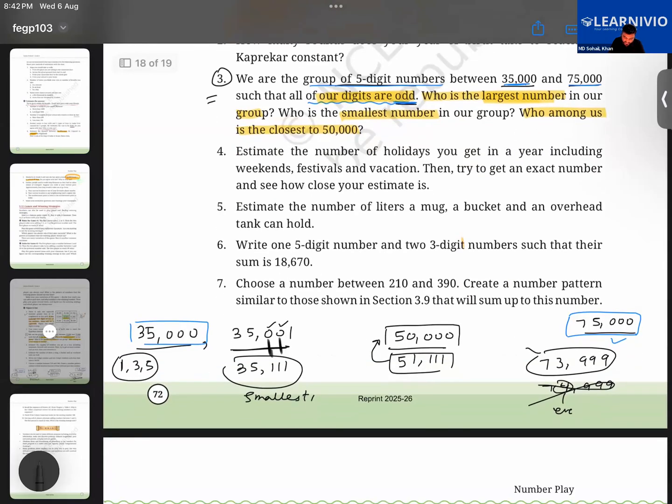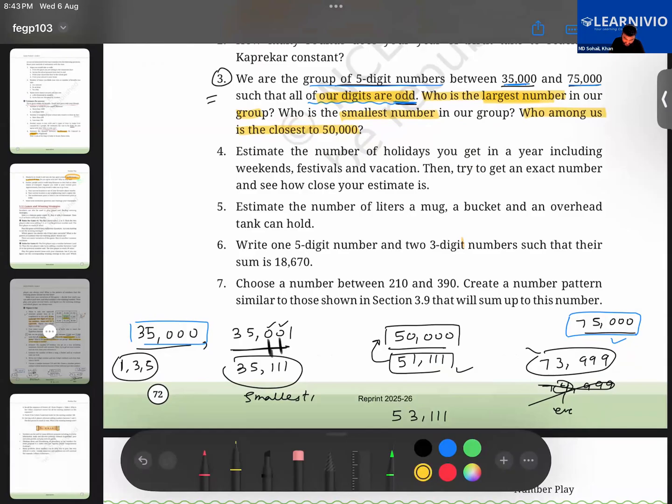Got it now? Why can't I take 53,111? Because it is too far, and there is already one number before it. Exactly, it's farther than 50,000, but this one is closer. So these are your answers to the question over here.